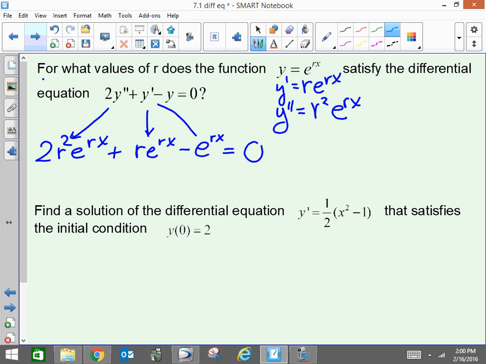Okay, now, for what values of r? Don't forget what you're doing, because it looks like what? What is that? We're looking for r. You mean e to the rx? Yeah, I think that's a great idea, Jessica. And when we take that out, we're factoring it out. What's left?